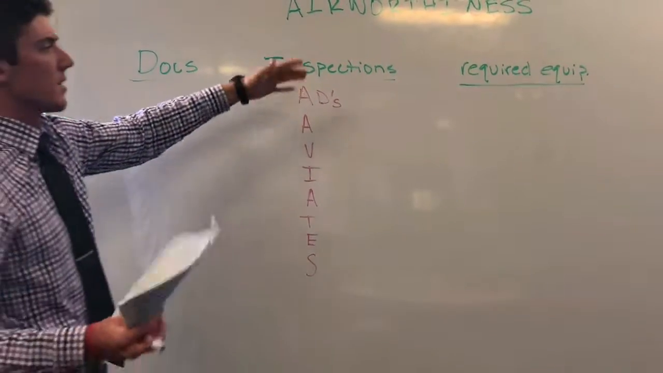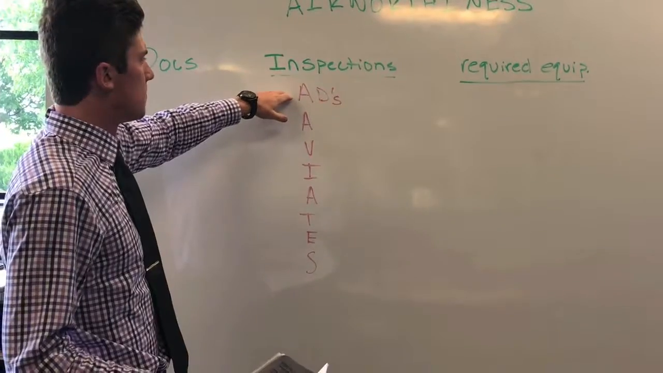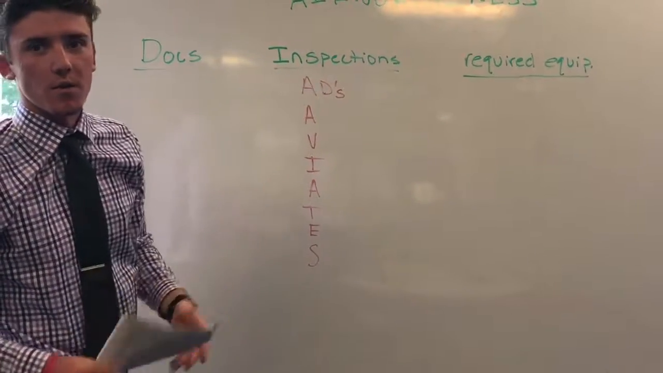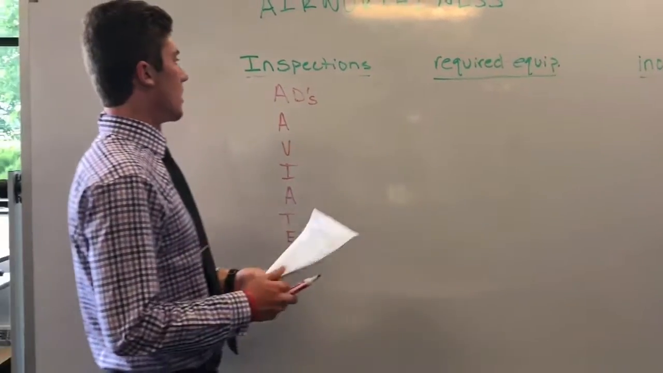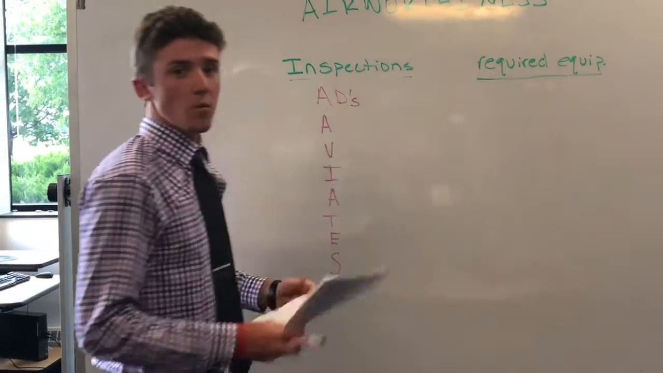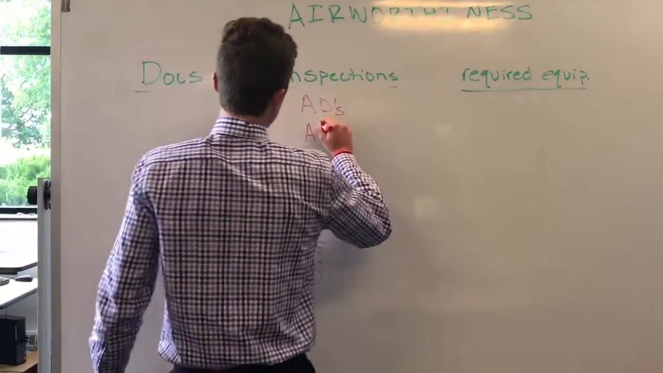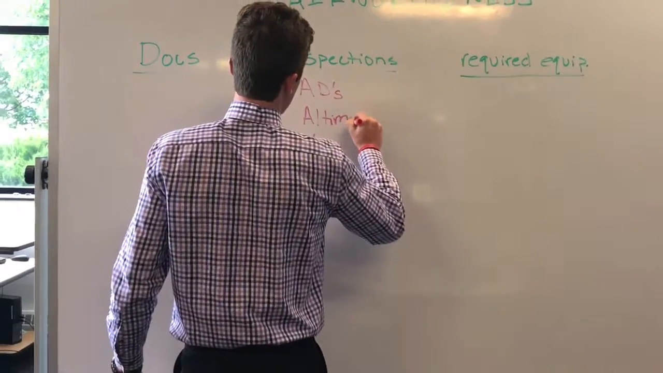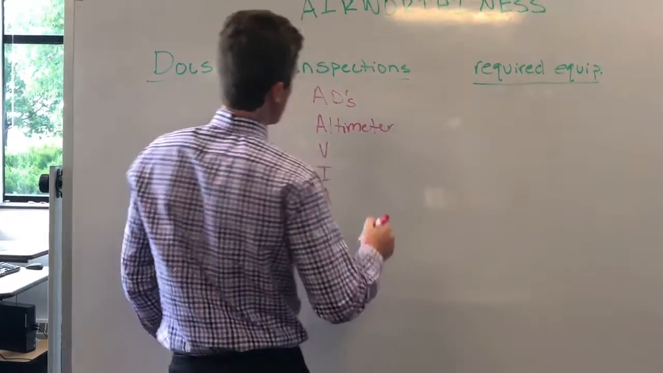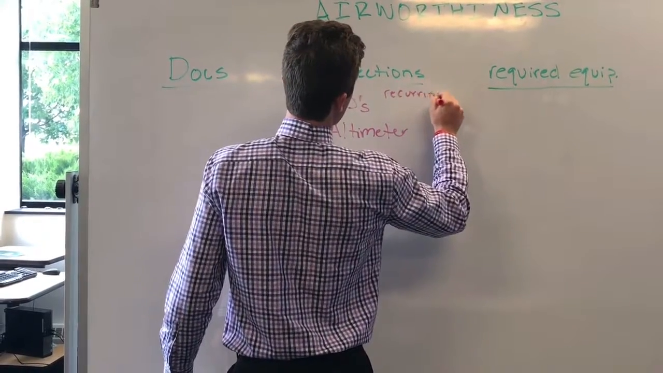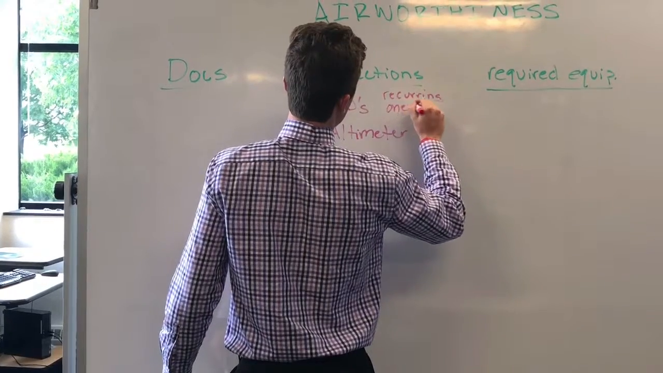Say that Piper has something going wrong with the prop. So they put out every year you need to check the prop to make sure that it's airworthy and safe. Our next inspection is the altimeter. And ADs, so yeah, ADs are recurring or one time.